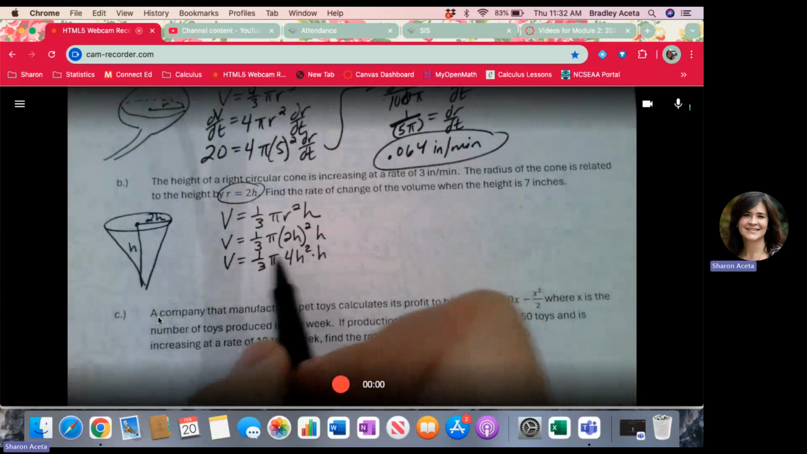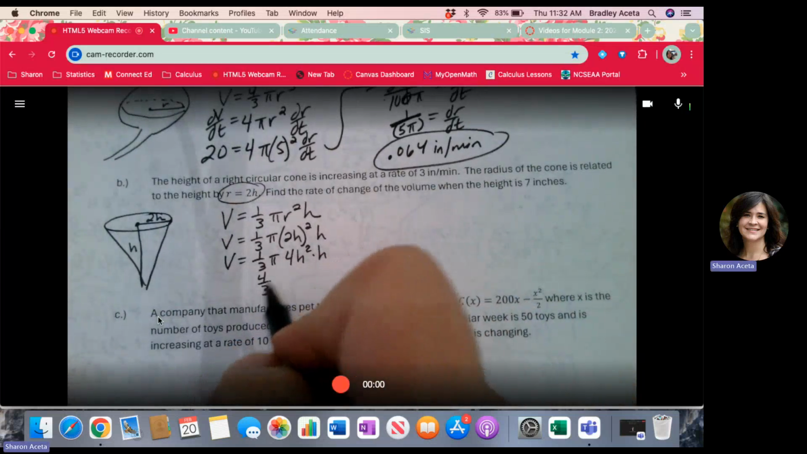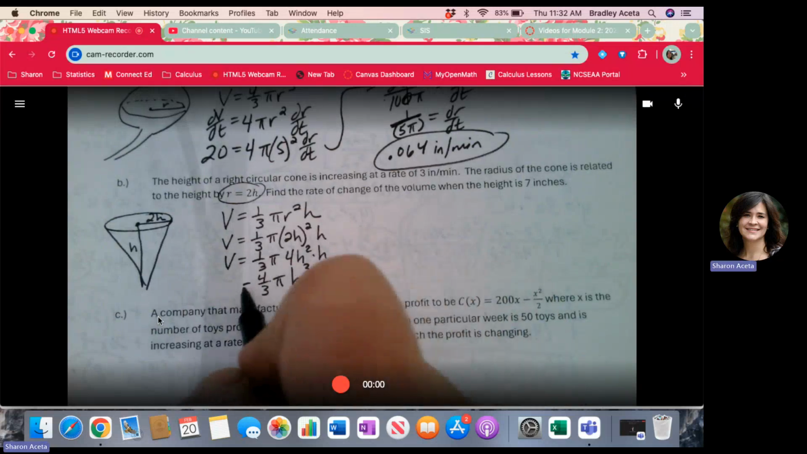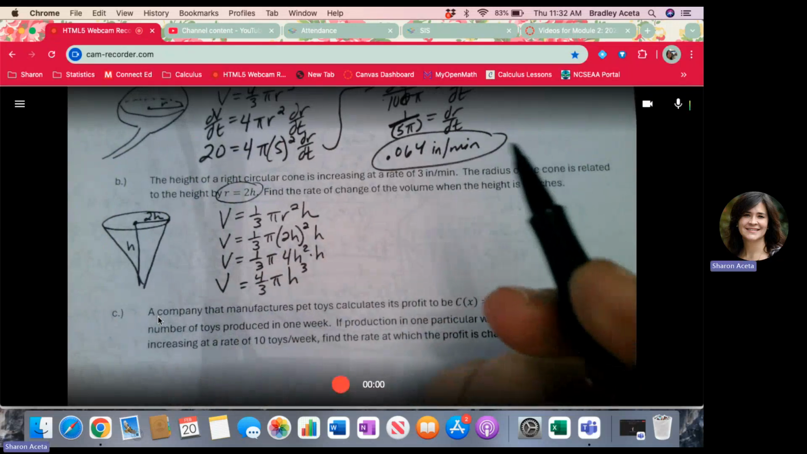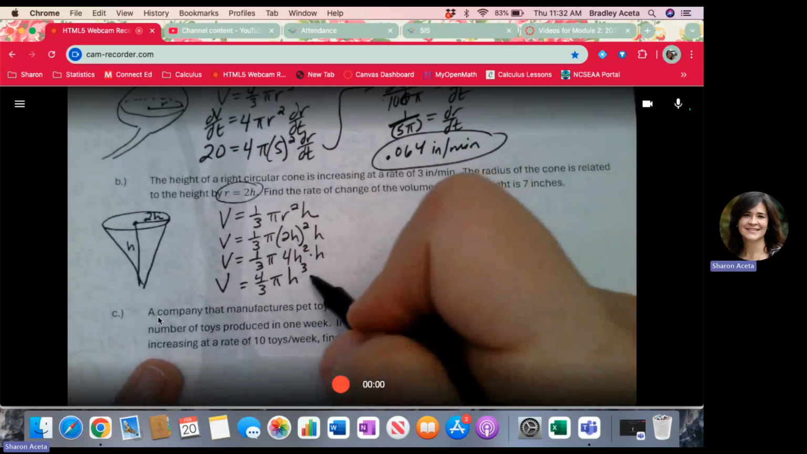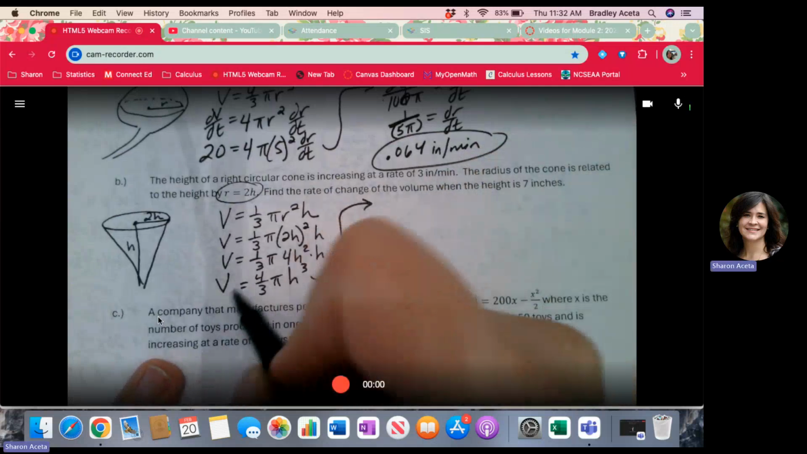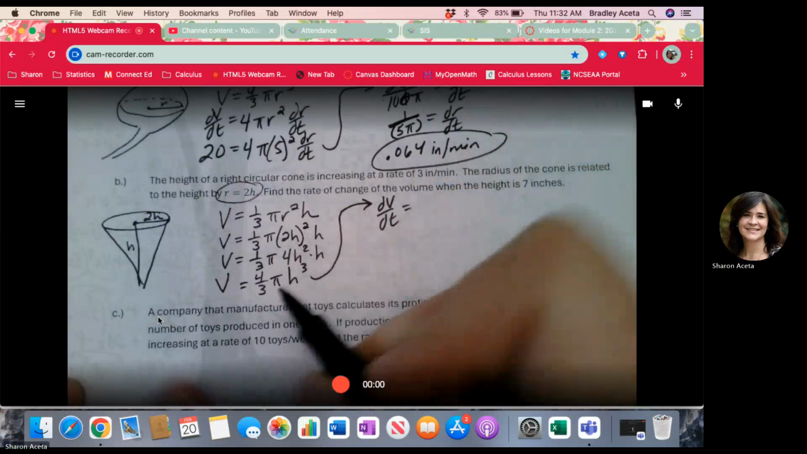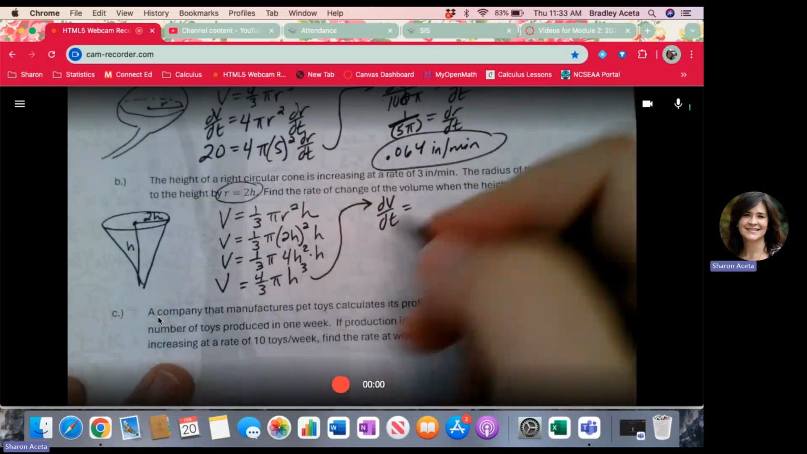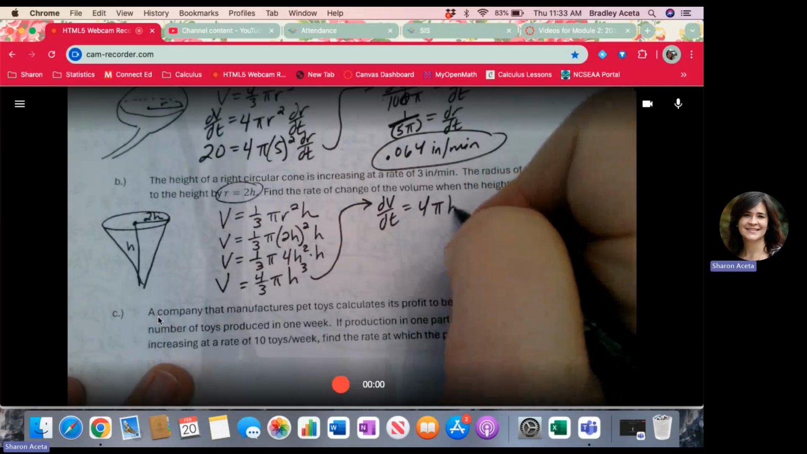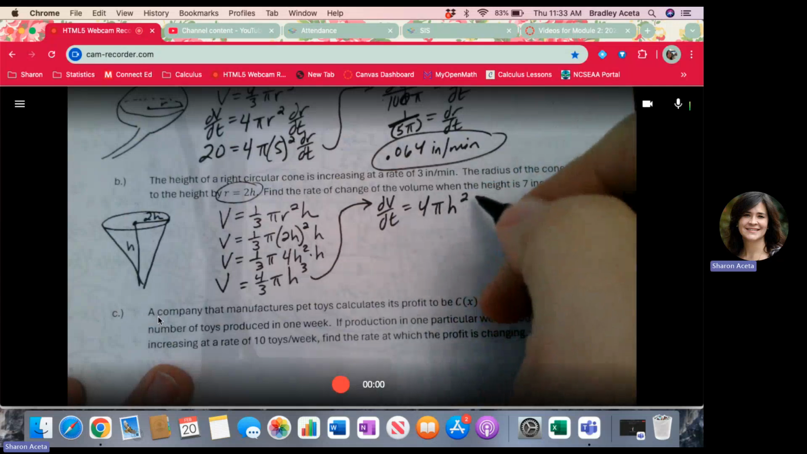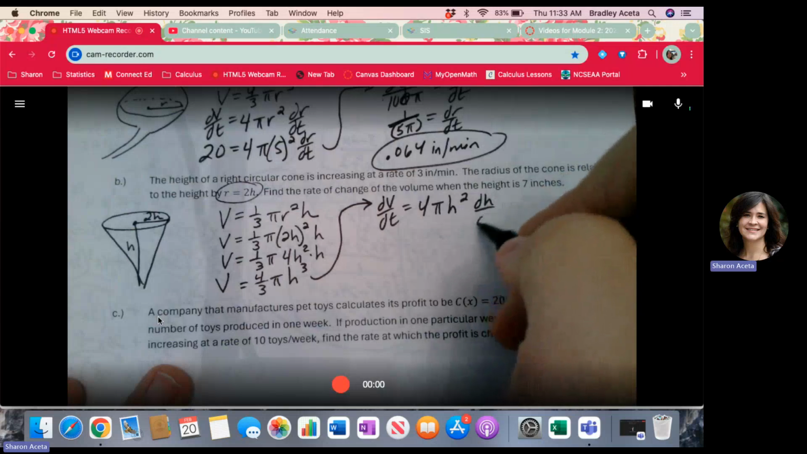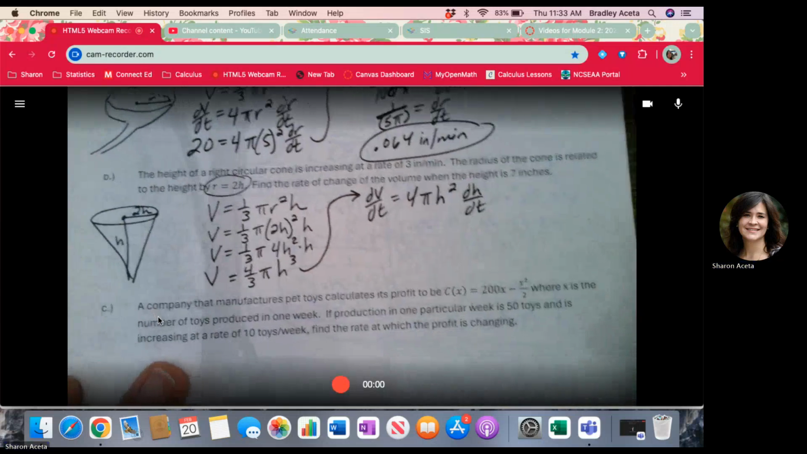Another way to write this would be 4 times a third, or 4/3 pi. h squared times h is h cubed. And now I'm going to take the derivative of that. So the derivative with respect to time of volume is dV dt. 4/3 times the 3 is 4 pi. h now goes to squared. And since I'm taking a derivative of h, you have to attach dh dt.